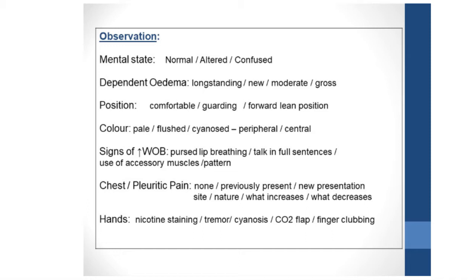And for anybody who's not familiar, for peripheral cyanosis you would be looking at the nail beds, and for central cyanosis, you would see it around the lips and the mouth and the nose.